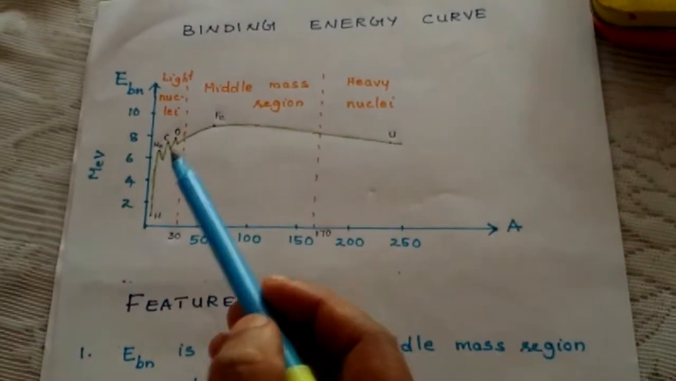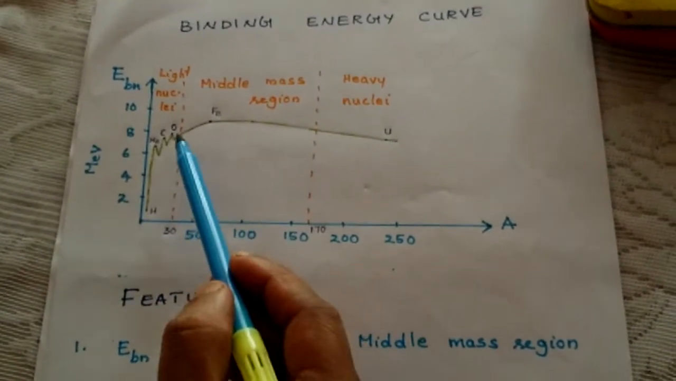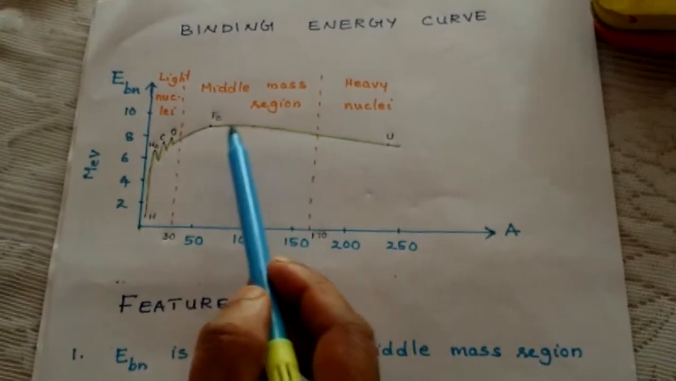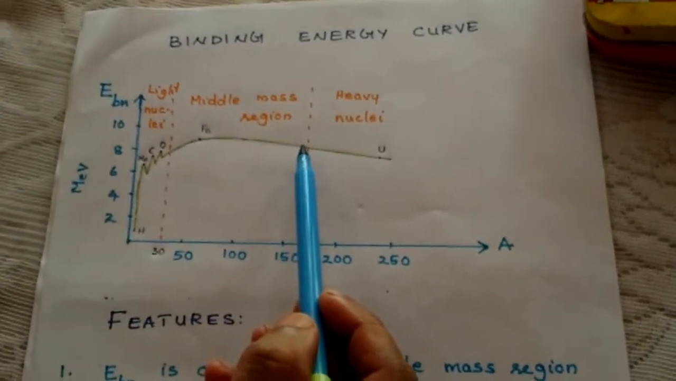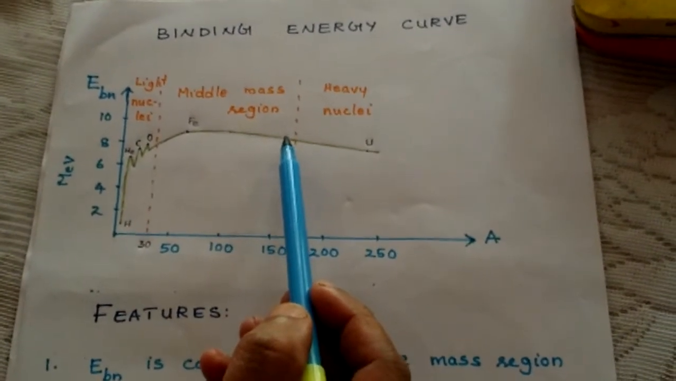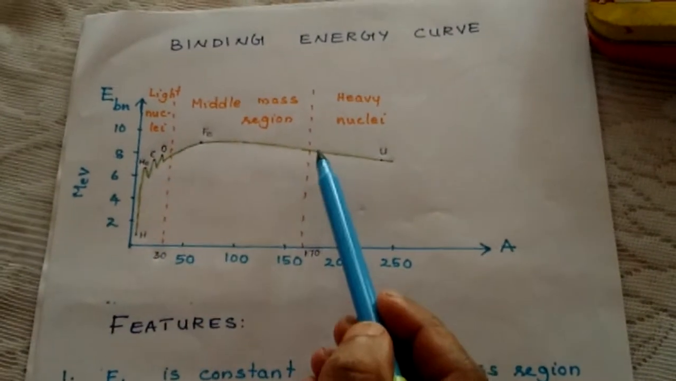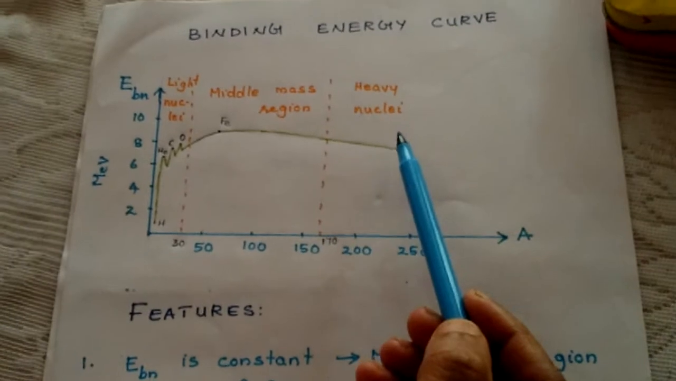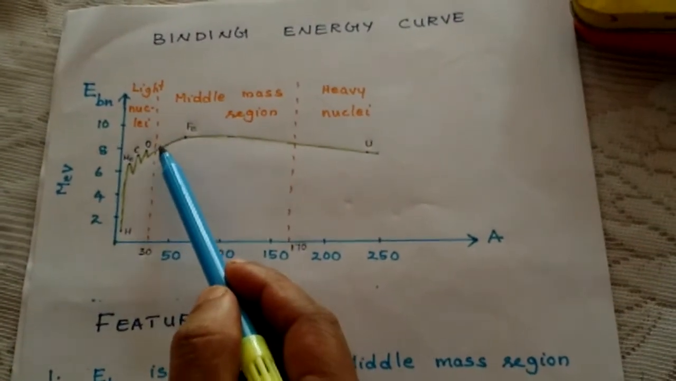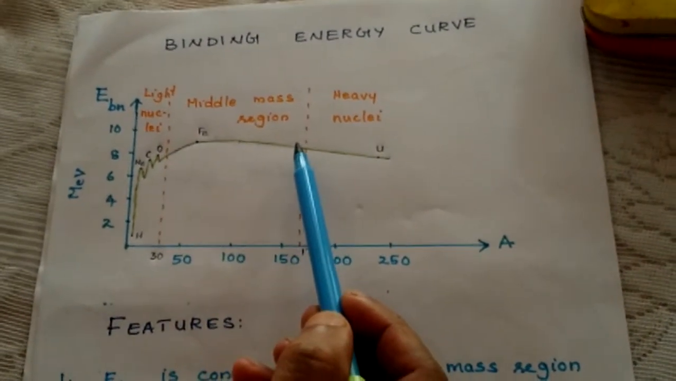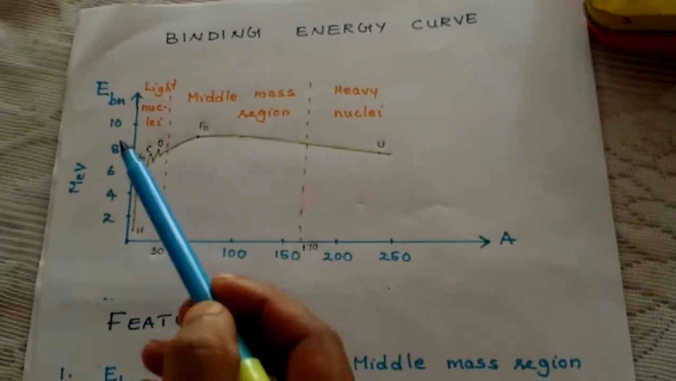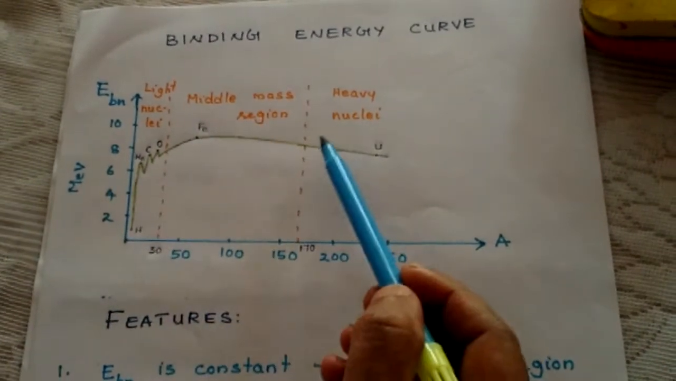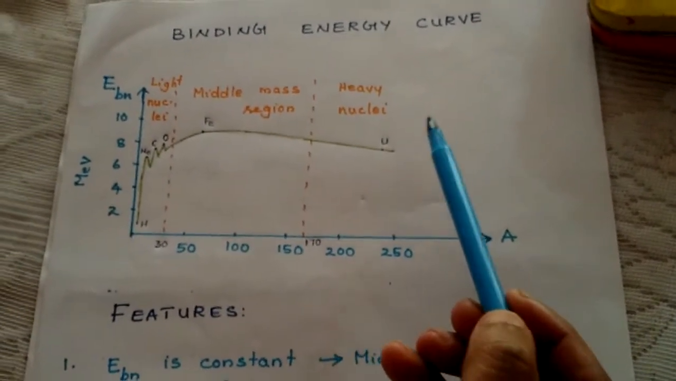And here you can see that in the middle mass region, the energy value is high and is almost constant. For light nuclei as well as for heavy nuclei, the energy value is low. That means the middle mass region is more stable. Light nuclei as well as heavy nuclei are less stable.